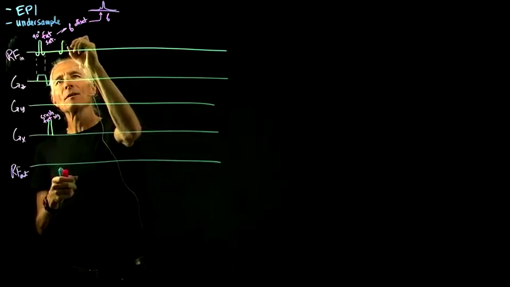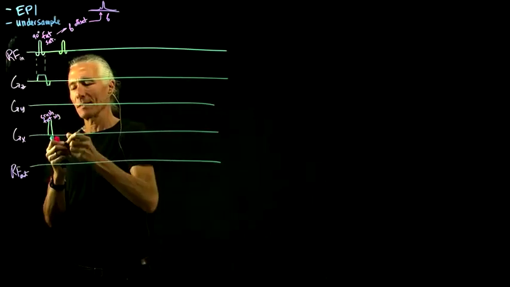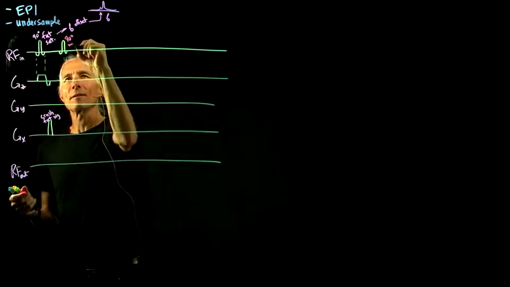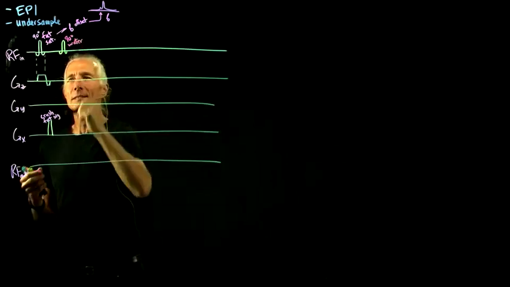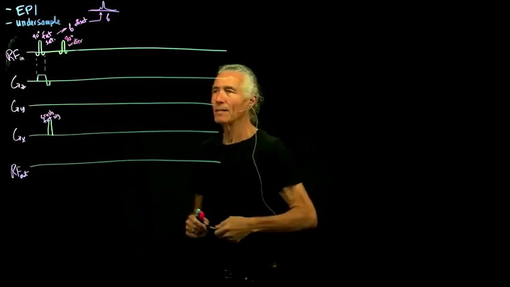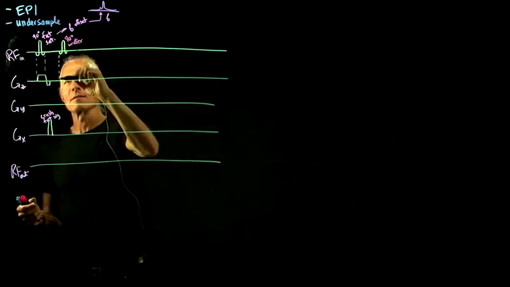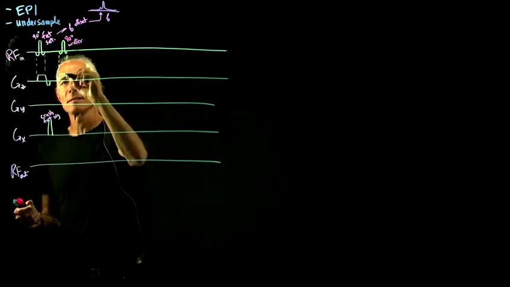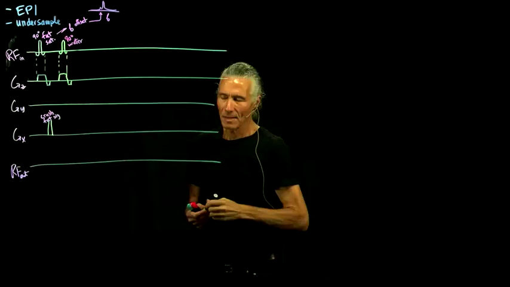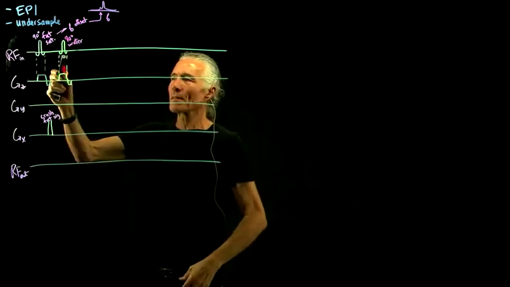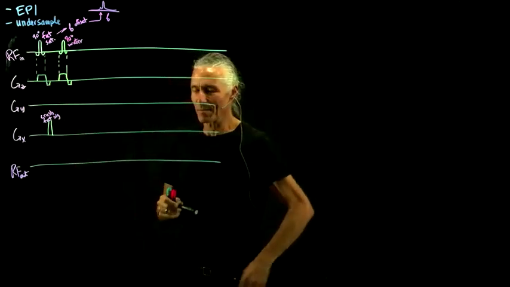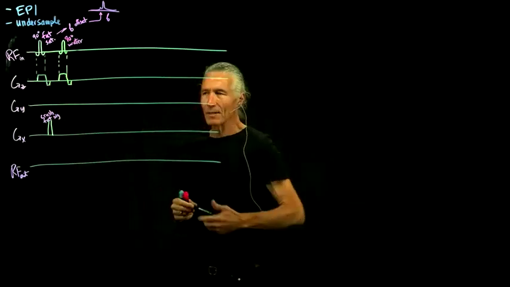And then we do our water 90. So this is another 90. This is water. So that one is set up for the frequency of water. So here's another slice select, and we'll now do the flip that's going to generate the signal that we're going to use for the whole rest of the sequence.